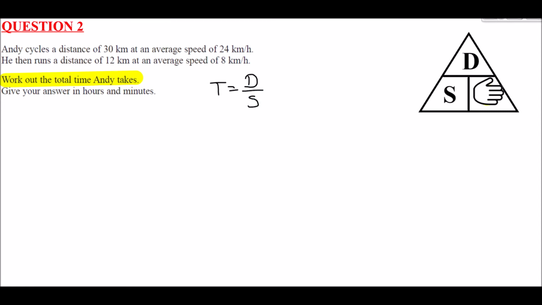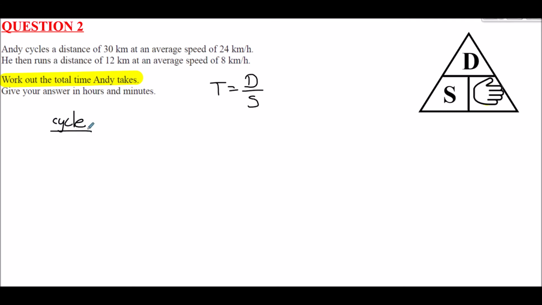So we're told that the distance is 30 kilometers for his cycling and then running. And again, we know the speeds at those points. So what we need to do is think of this as two separate parts of a journey. So part one is when he's cycling.